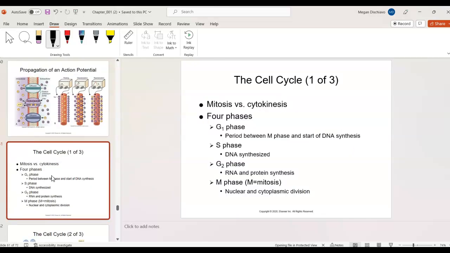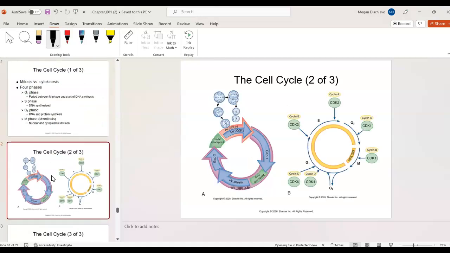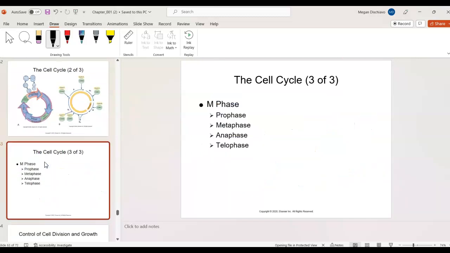Cell cycle. Okay. Mitosis is when the cell replicates its DNA. Cytokinesis is when the cell splits, and it has different phases. Okay. Now, so mitosis is when the division of the cell happens, and during these phases is when DNA replicates. Just to give you an idea. Okay, so let's talk about the different phases.